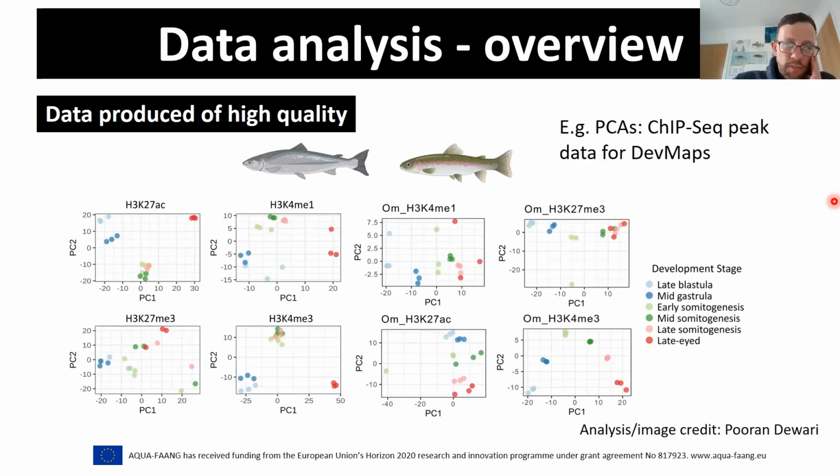This slide shows PCAs for the peaks that were derived from the ChIP-seq in the embryos in both species, which generally show a good clustering of replicates by stages. We get a good number of peaks across the different sample types in the project as well.